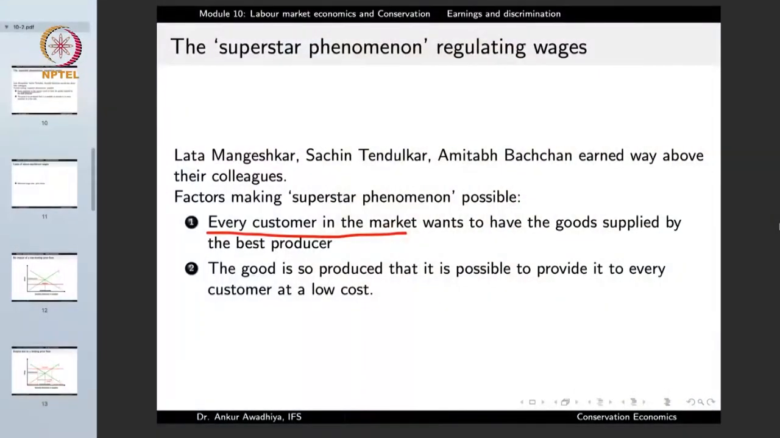And the good is produced in such a way that it is possible to provide it to every customer at a low cost. So what we are saying here is that suppose the good is something like the work of a doctor. In this case, a doctor, when he is treating one patient, will not be treating another patient at the same time. And so, depending on the demand and supply in the market, the amount that the doctor charges the patients will change. If there are very few doctors and a very great amount of demand, then probably the doctor will start charging more. So there will be a natural equilibrium in the market, and you cannot provide the services of a doctor to everybody at a very low cost.